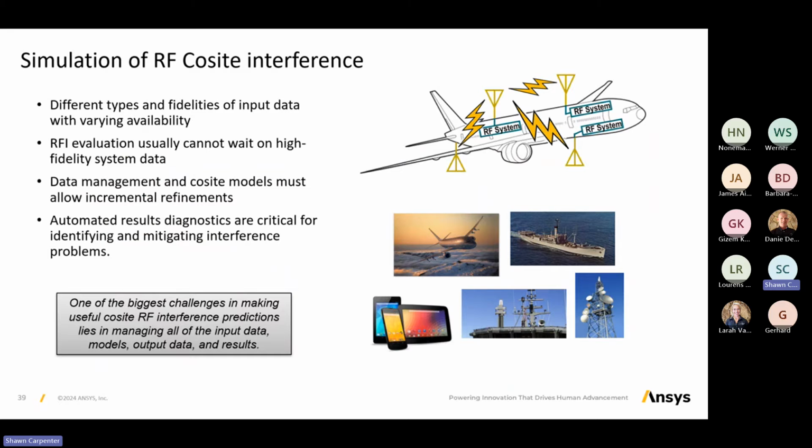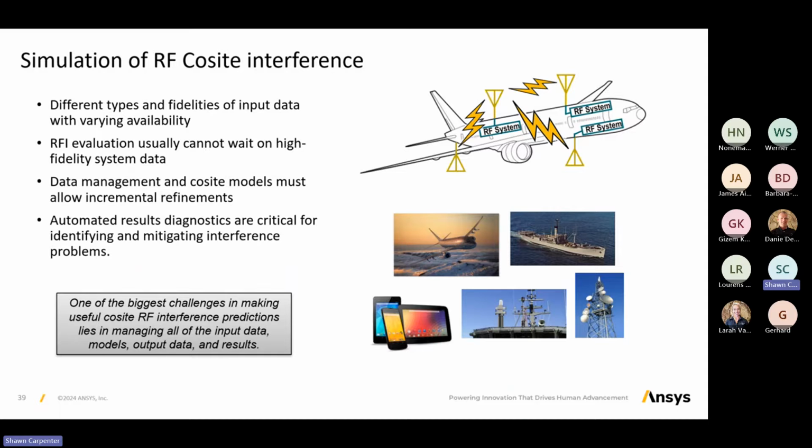And so what's interesting about RF CoSite is that it can doom a large platform integration project if you have serious interference issues that will require mitigation in the form of blanking receivers or moving antennas. These are really expensive things to do if you don't discover these problems until you roll the prototype into a test hangar. So we've developed this RF CoSite modeling capability to be multi-fidelity.